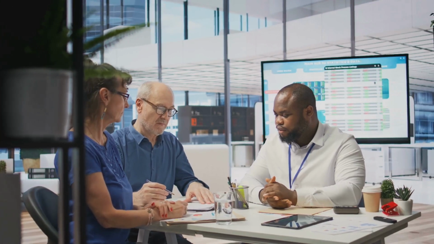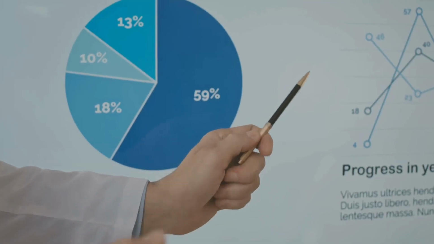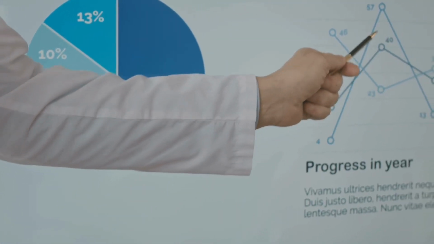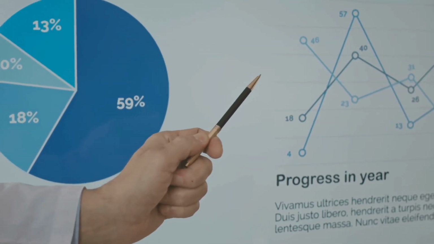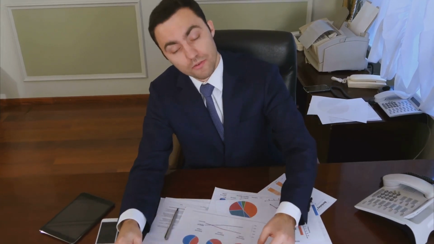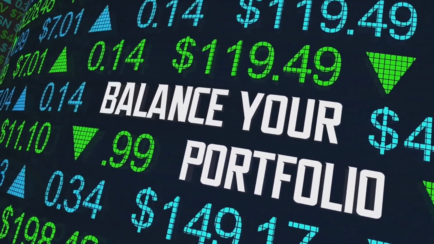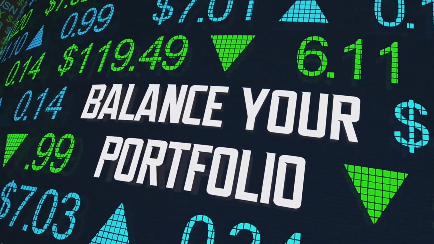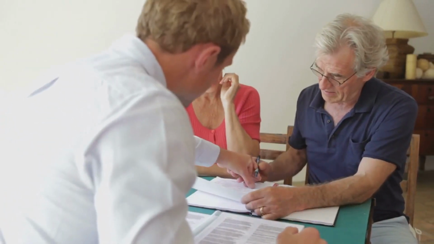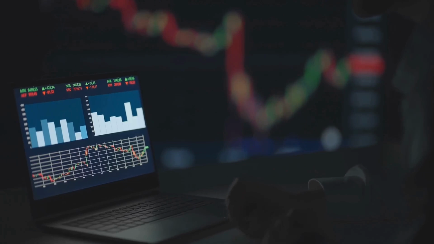2. Medium-term goals, 3 to 10 years. Strike a balance between growth and preservation. Typical allocation: 50% stocks, 40% bonds, 10% cash. Example: saving for a child's education or a large purchase. 3. Long-term goals, 10+ years. Focus on growth to maximize returns over time. Typical allocation: 80% stocks, 15% bonds, 5% cash. Example: retirement or creating generational wealth. As your time horizon changes, so should your asset allocation.